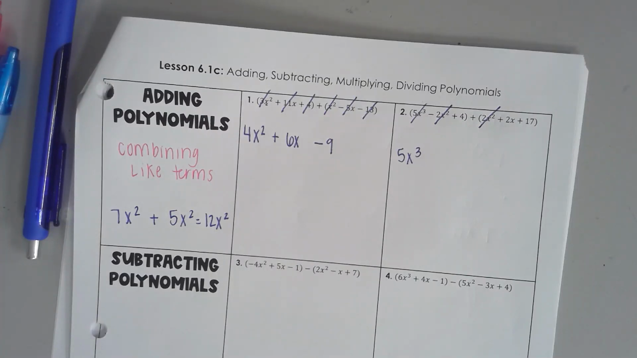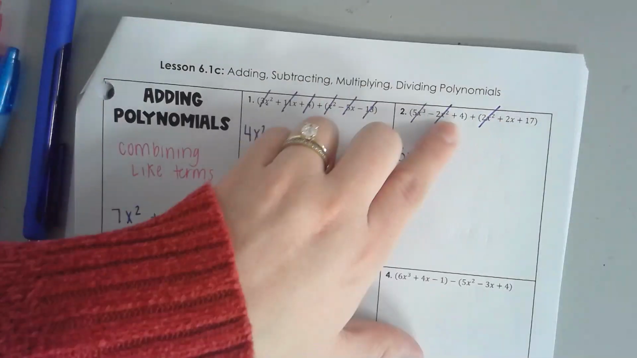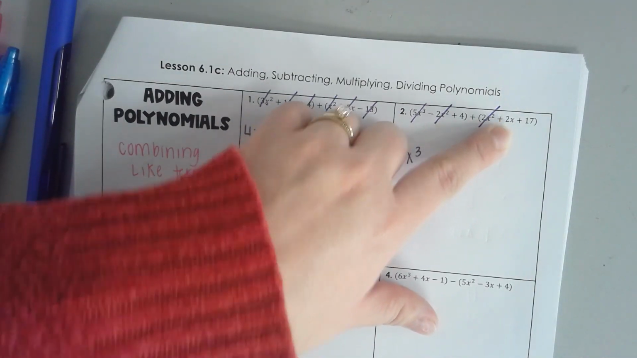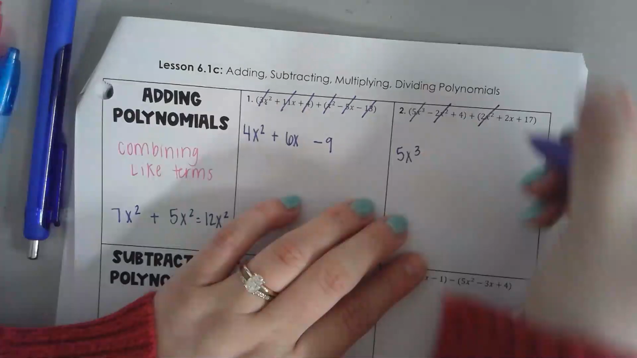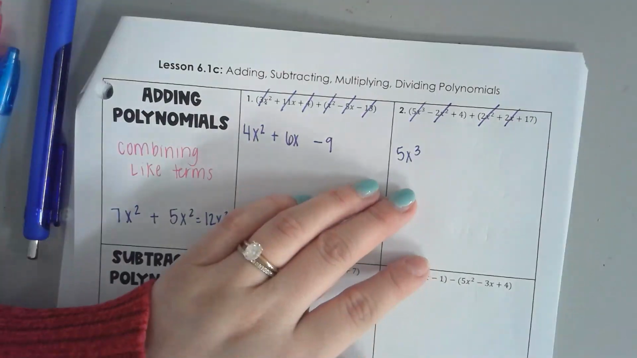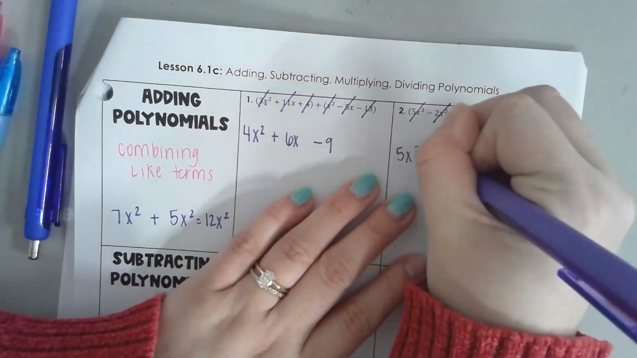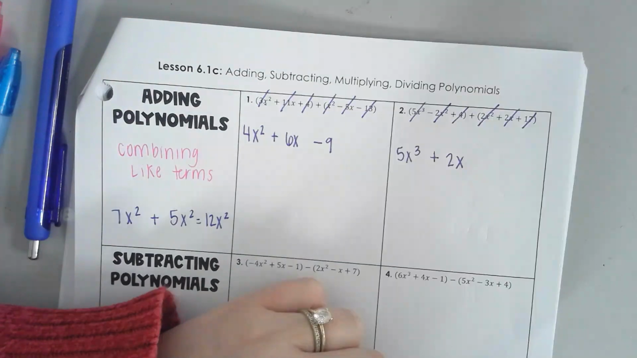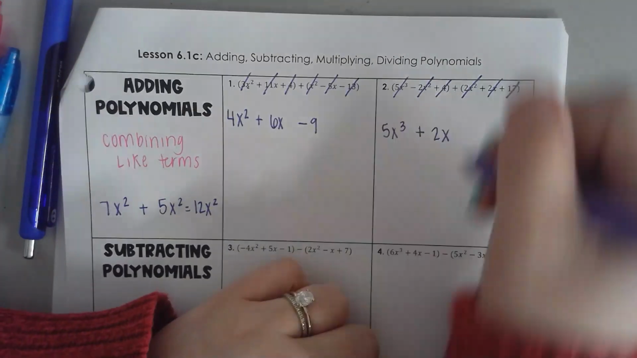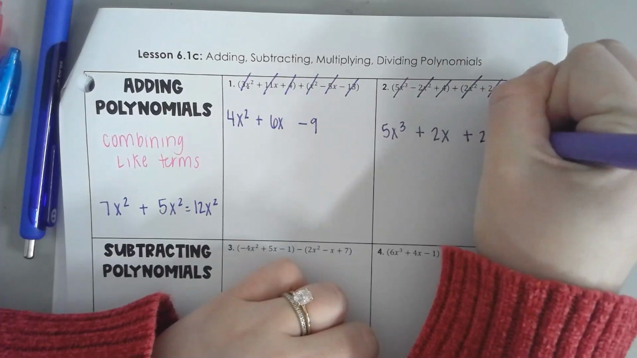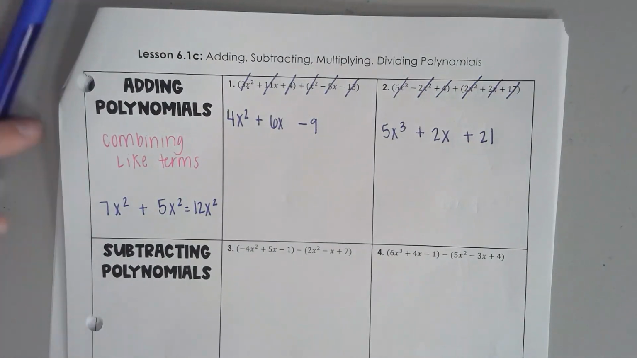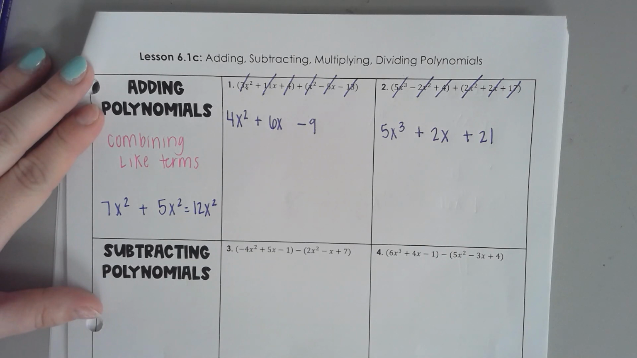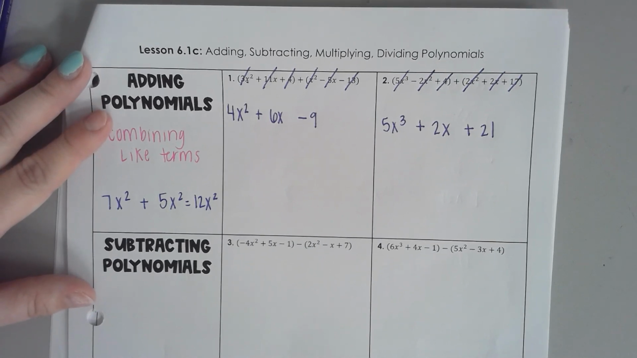Okay. I try to go in order. So the next thing, is there anything to add to that one? Nope. So just plus 2x, and I have a, which is what? Plus 21. Anything right now?